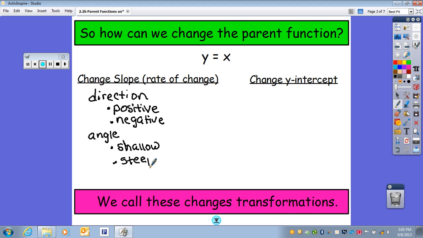The second thing we can change when we're talking about the parent function is the y-intercept. When we change the y-intercept, which is the starting point of our line, we may change it to be above or below the origin. So when we change the y-intercept, we may be shifting the line up, or we may be shifting it down. We call these changes transformations. We're transforming the line.